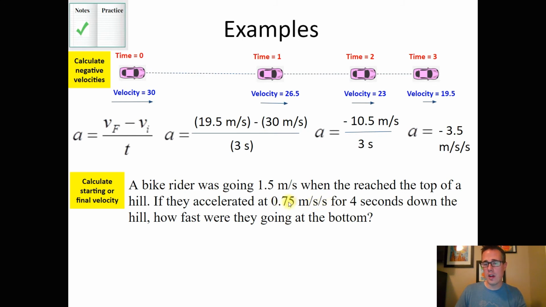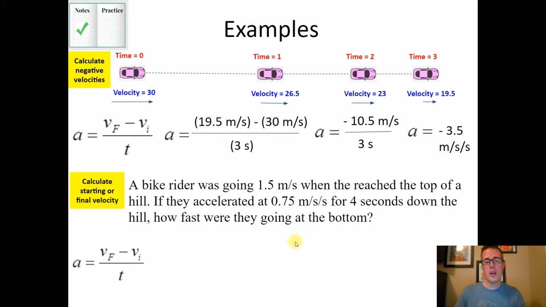So we're adding to the velocity. We should have a bigger velocity when we're done. And the bike is going to do this for 4 seconds down the hill. Our job is to figure out how fast were they going at the bottom. If you immediately can see how to just add this amount to the velocity, that's awesome. I'm glad that you can see that, but I also need you to know how to calculate it for when the numbers get more complicated.